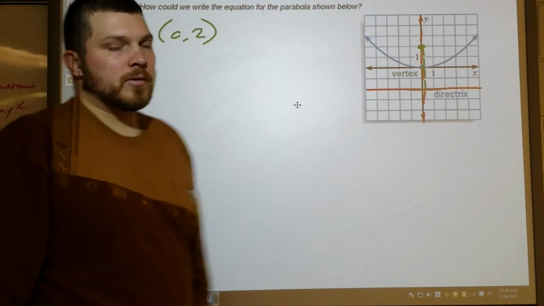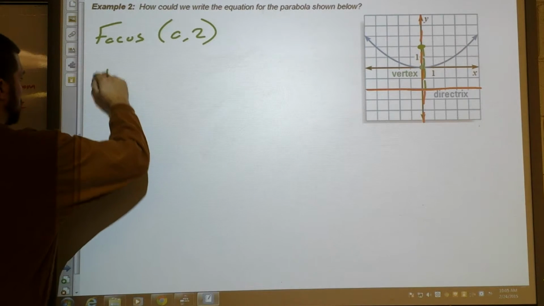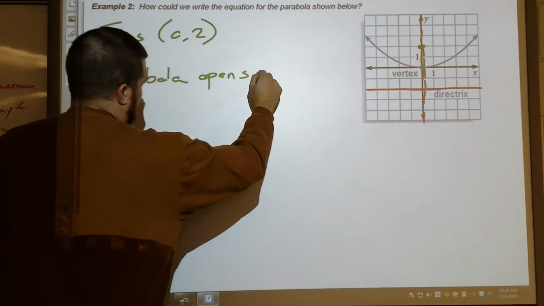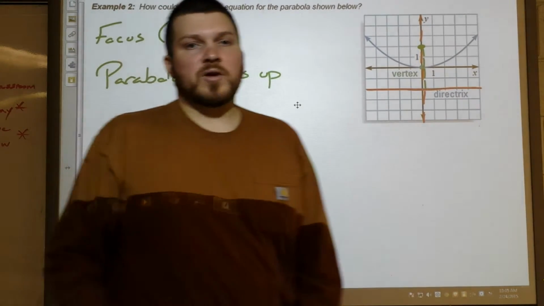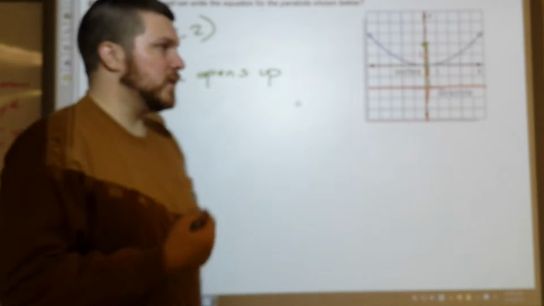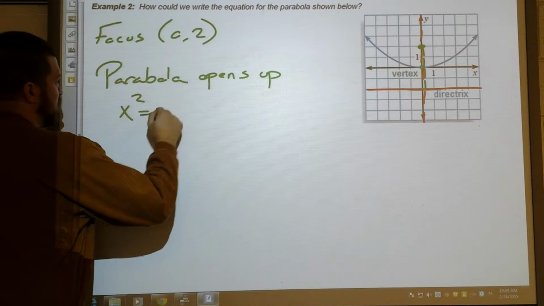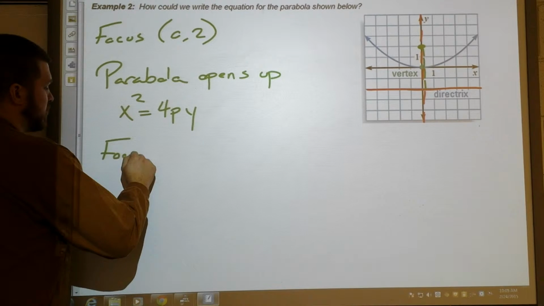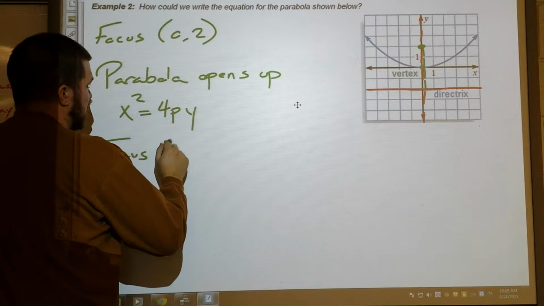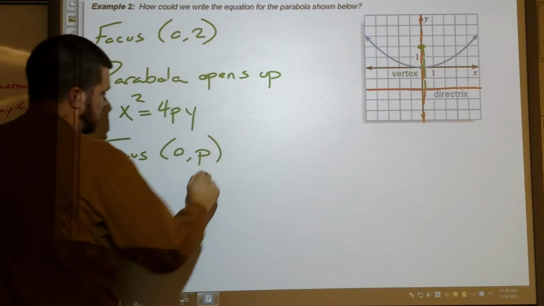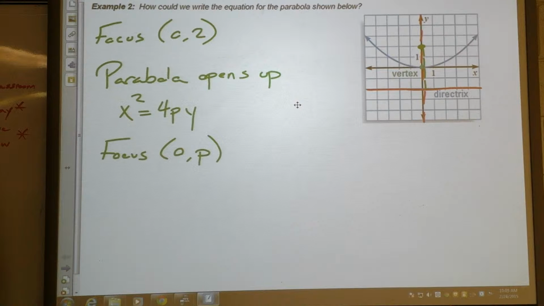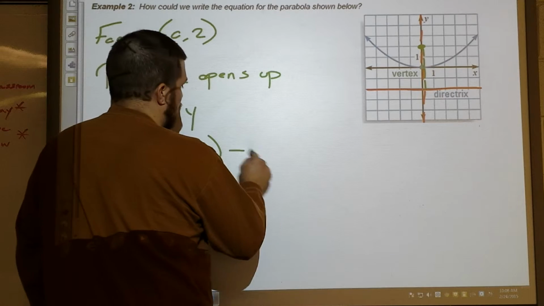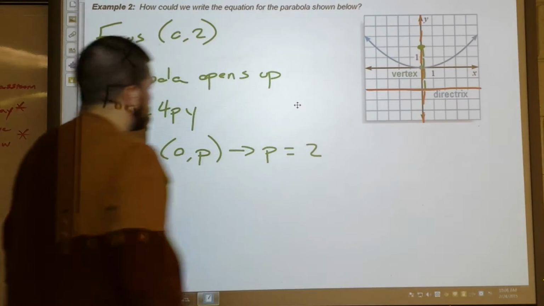Now, obviously our parabola opens up. Like we saw in the previous video, if we have a parabola that opens up or down, then we use the equation x squared equals 4py. And our focus, based on the rule that we just learned in the previous video, was at the point 0, p. Well, based on this information that we have, we know where the focus is, so we automatically know that this means that p has to be 2.